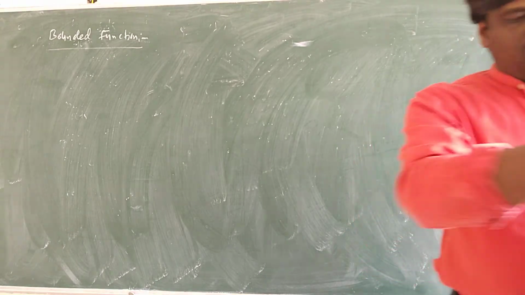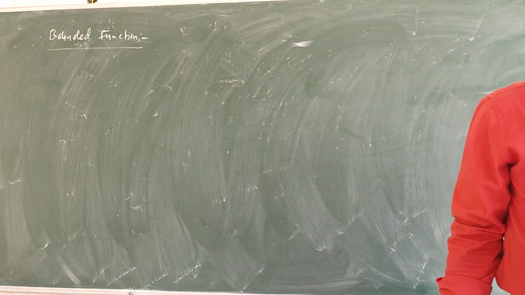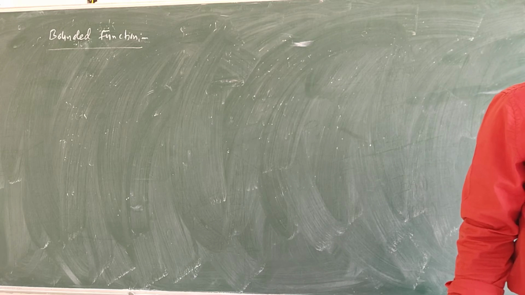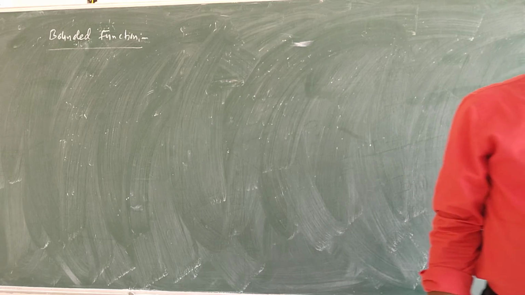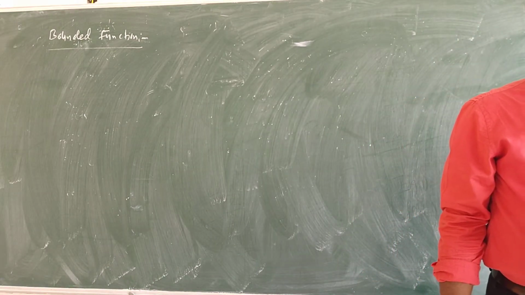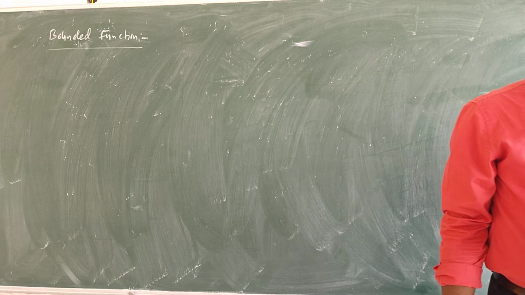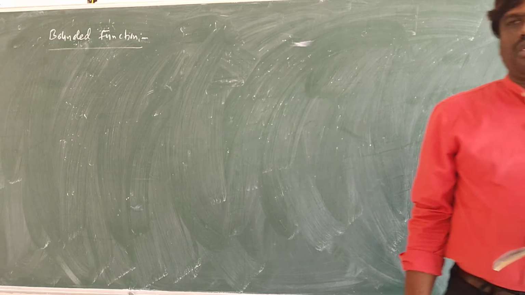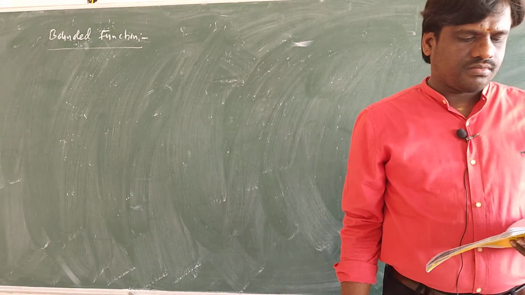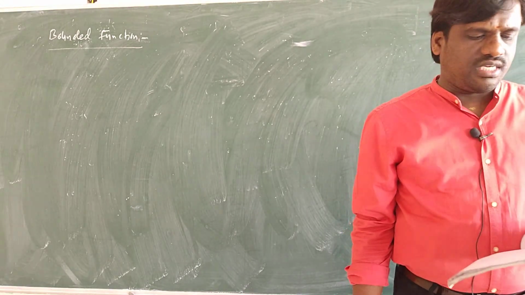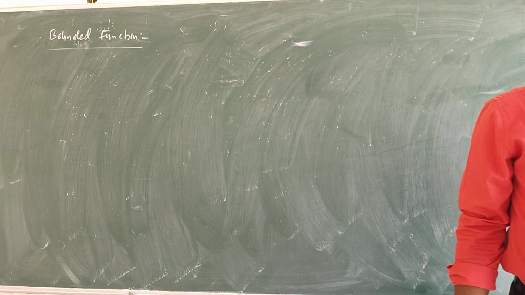Bounded function. Definition: if the graph of a function lies between two horizontal lines, then the function is called a bounded function.